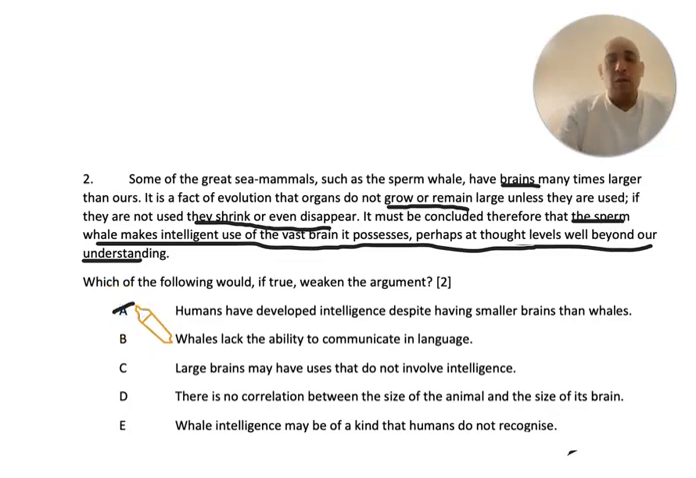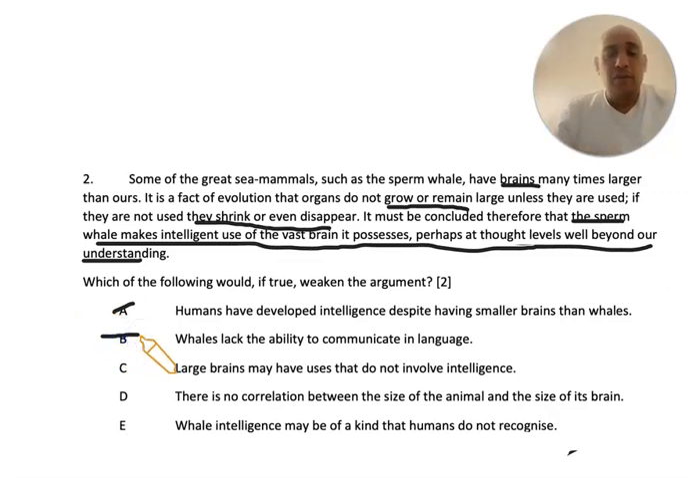B. Whales lack the ability to communicate in languages. Well, this says that whales do not use languages like humans. But intelligence doesn't depend on spoken languages. Babies are intelligent, animals can be intelligent, computers can solve problems. They don't all use human language. So this does not show that whales are not intelligent. It doesn't attack the main idea. Okay, let's look at C.